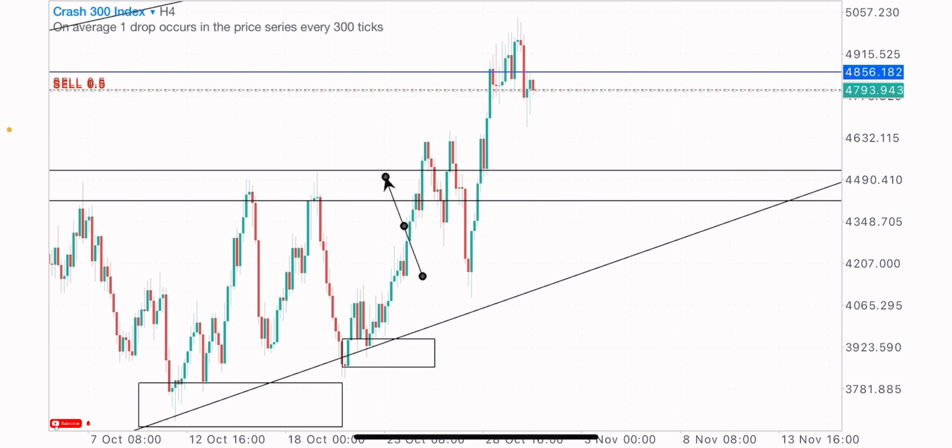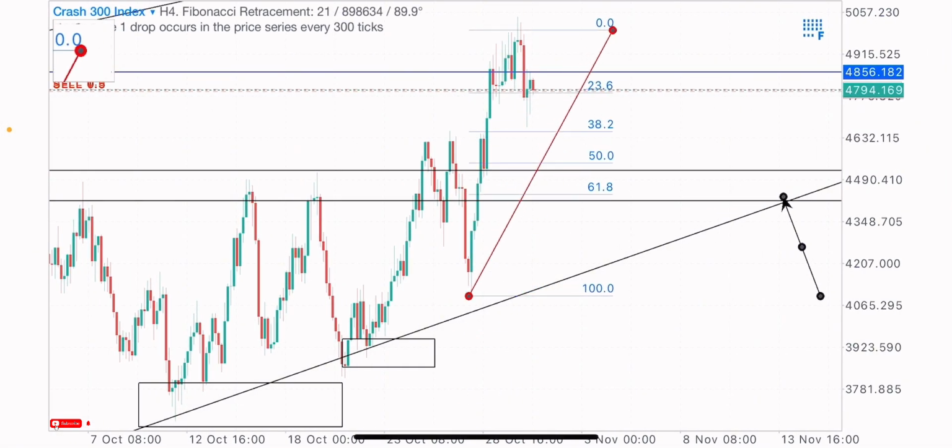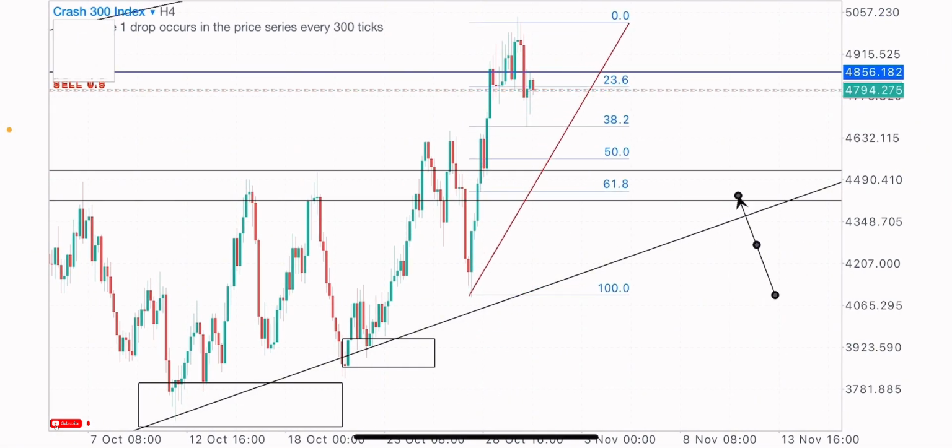For more confirmation on this identified buy level, we're bringing up our Fibonacci from the swing lows to the swing highs to check our possible level of retracement. And we can see that this identified level is matching up with our 61.8 retracement level, which is a good retracement point. So let's expect price to sell to the downside in the coming hours and days on this index for the long-term buys on Crash 1000 index.